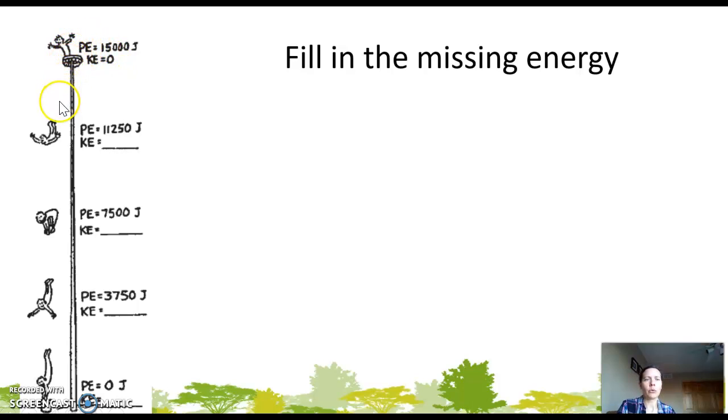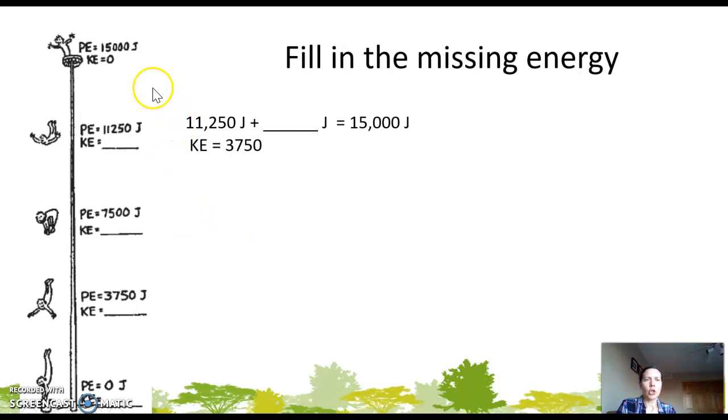Now, as he falls down, if we ignore air resistance, so pretend there's no air resistance, that potential energy is going to be converted into kinetic as he falls down. So the question is, how much kinetic energy does he have at this point?